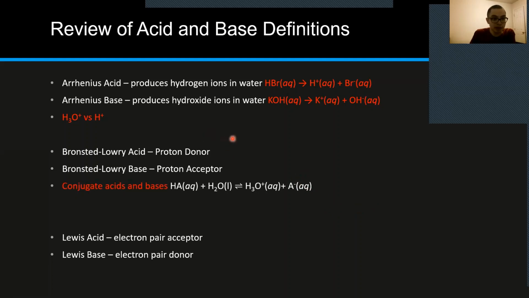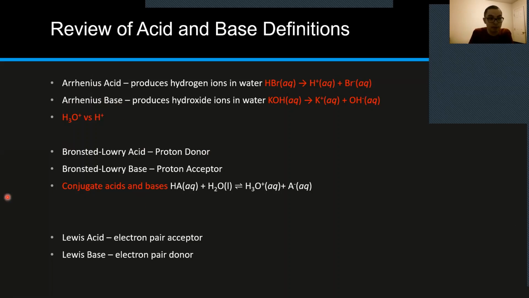Now, if we look at Bronsted-Lowry acids and bases, we have proton donors and acceptors. This is why the definitions of acids and bases are a little bit confusing for people. All Arrhenius acids and bases are Bronsted-Lowry acids and bases. Arrhenius is the narrowest definition, and Bronsted-Lowry is wider. So any Arrhenius acid or base is also a Bronsted-Lowry acid or base, but not vice versa.